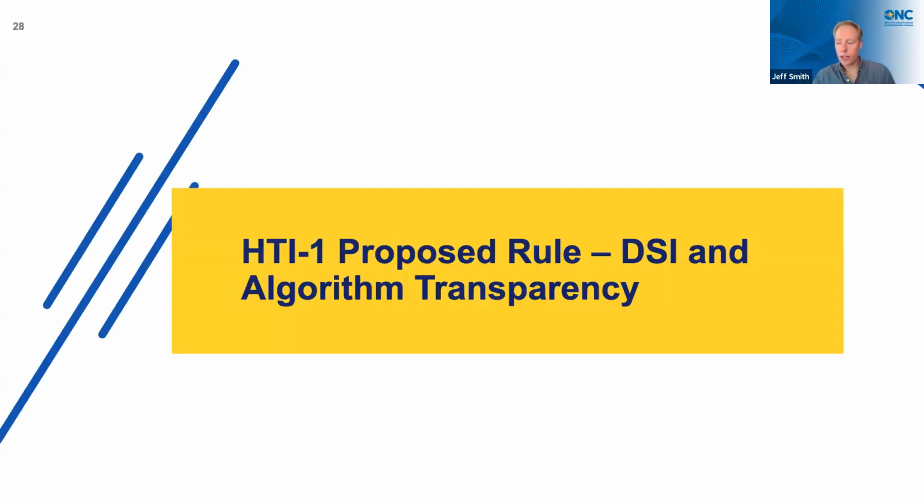Okay, we're going to transition here ever so slightly. We've been flying at the 30,000-foot level where we've been able to see a lot of the countryside in a single shot. And now we're going to go down to the 10,000-foot level and zero in on the metropolis that is decision support interventions and algorithm transparency. So if you'd go to the next slide, please.